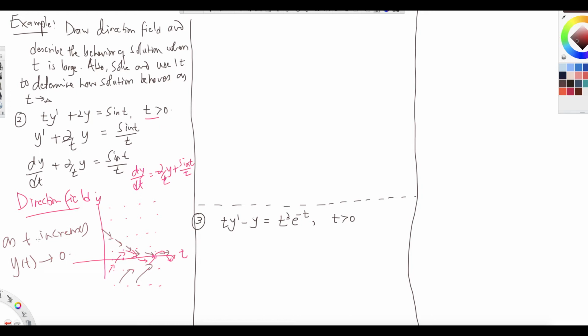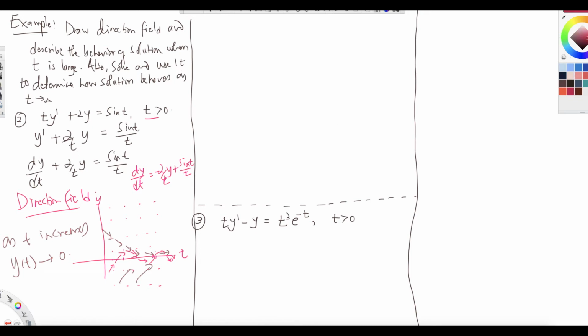The other thing we want to do is, we did draw the direction field and describe the behavior of the solution when t is large. Also solve it to determine how the solution behaves as t tends to infinity. Now what we want to do is solve this equation, because this is linear.